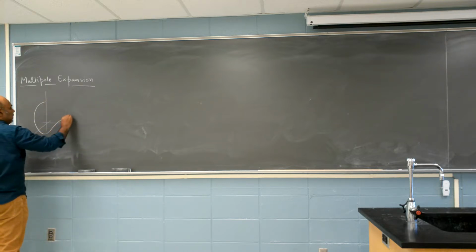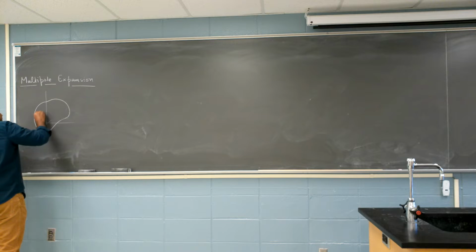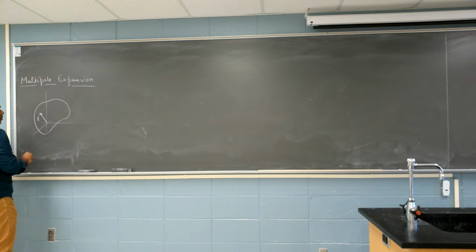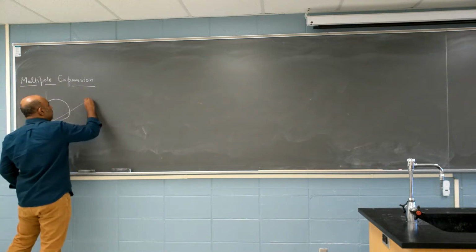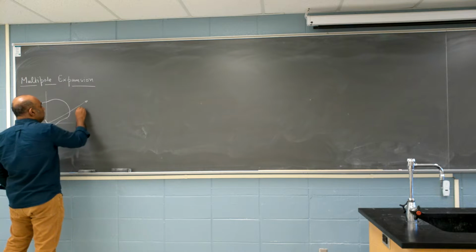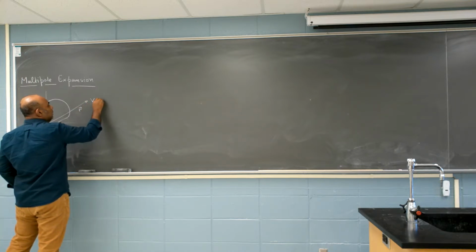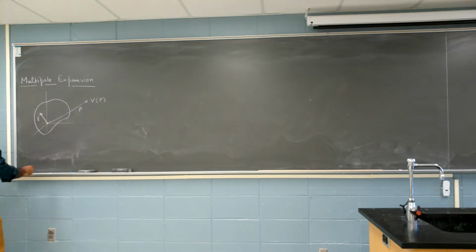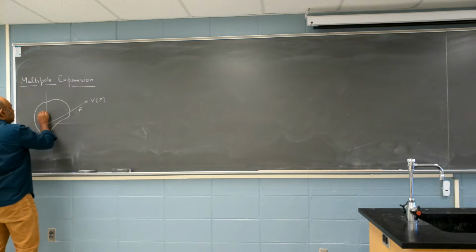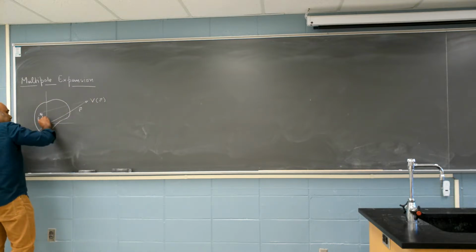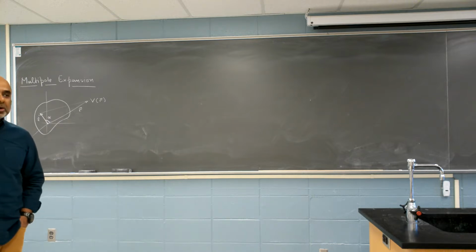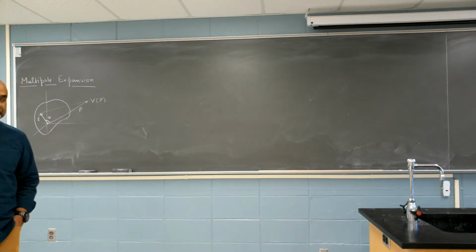You have an extended object, and you locate any point in the object by a vector r prime, and you're interested in computing the potential at r. This is what you're interested in. Of course, the potential depends on the separation angle. This angle between r and r prime is what we call alpha. So obviously, alpha depends on r and r prime.